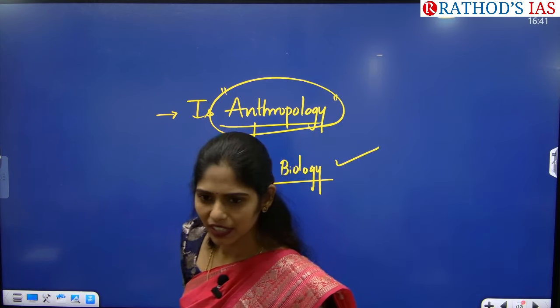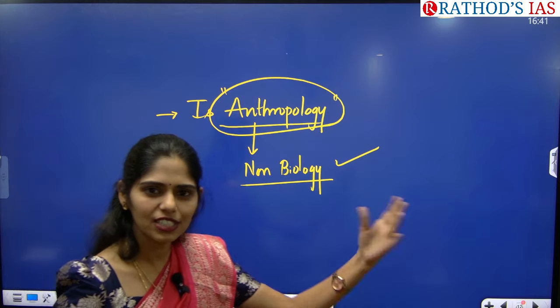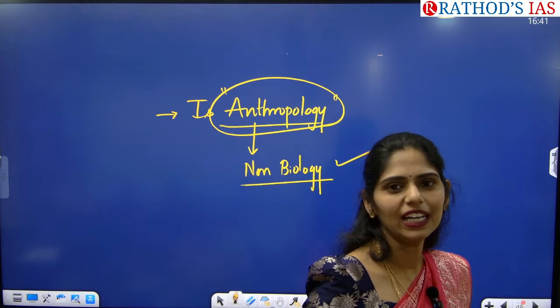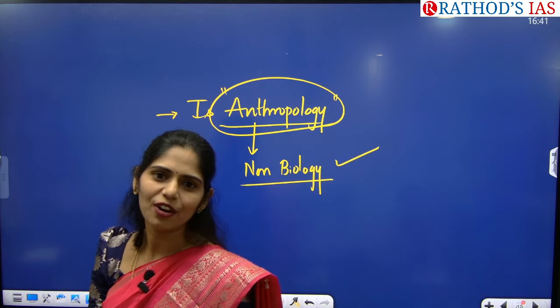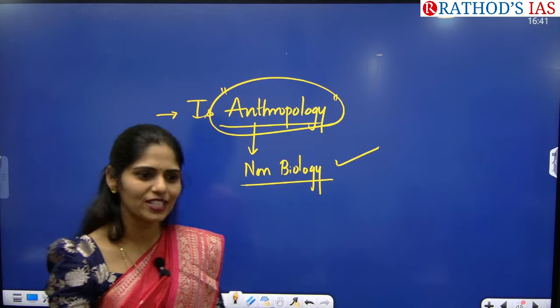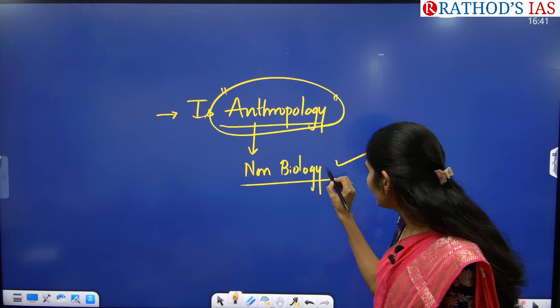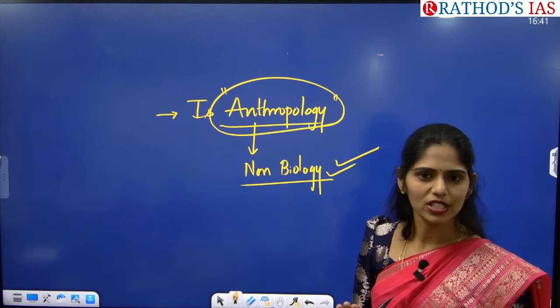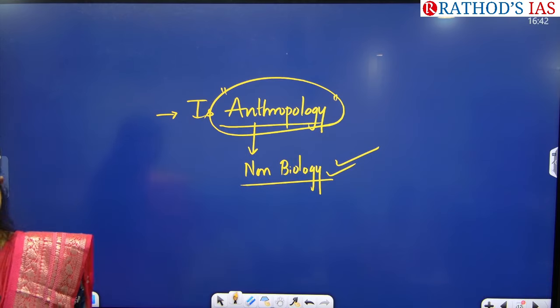Anthropology is for everyone. Just 3 to 4 chapters will have this biology part, and the remaining entire anthropology is socio-cultural anthropology. So around 70% of your anthropology is about your society. So if you're from even a non-biology background, don't have this fear. And we will be discussing from the basics in this course.